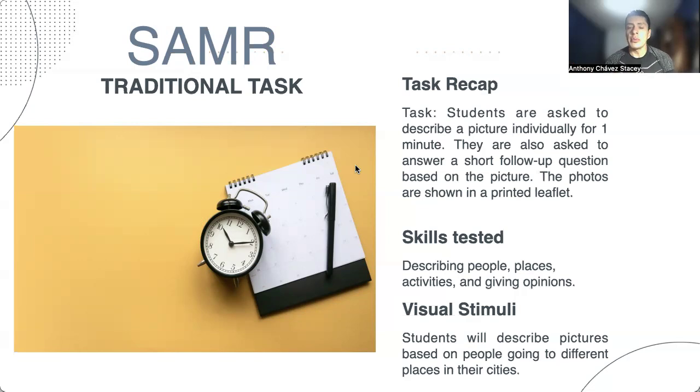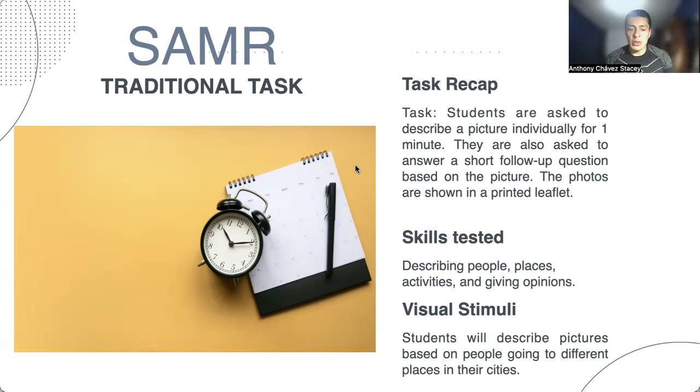This task recap will be original, like this. Students are asked to describe a picture individually for 1 minute. They are also asked to answer a short follow-up question based on the picture. The photos are shown in a printed leaflet, the skills tested: describing people, places, activities, and giving opinions. Visual stimuli: students will describe pictures based on people going to different places in their cities. Okay, so this will be the main task as traditionally done. Now let's apply it.